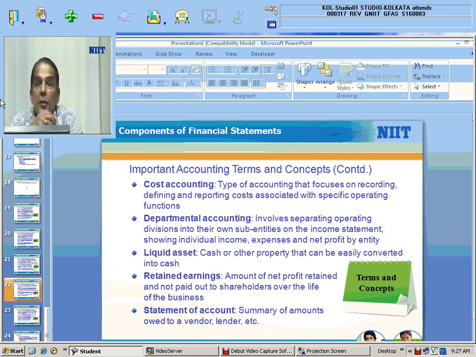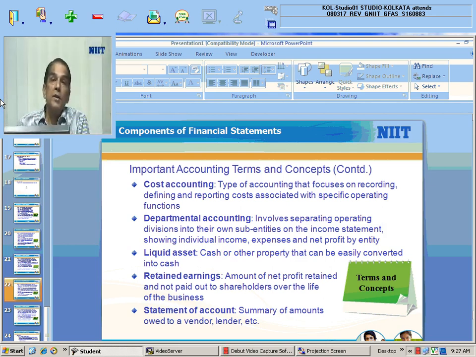So a summary of amounts owed to a vendor or to a lender, these are called statements of accounts. You can have a statement of account receivable, you can have a statement of account payables. So these are called statements of accounts. It shows the amounts owed to a vendor or lender, etc.